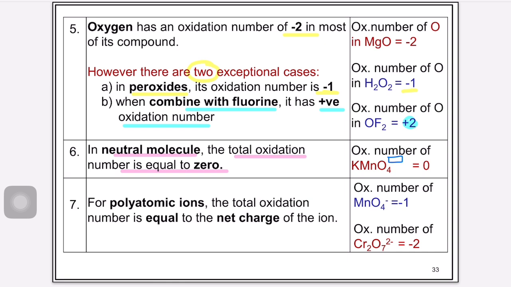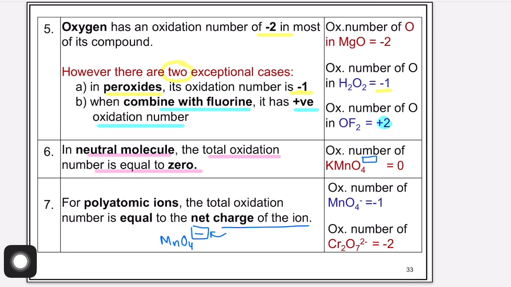And finally, for a polyatomic ion, let me rewrite that. It is MnO4-, and you can see at the top right hand there is a -1 charge. Therefore, the total charge for this polyatomic ion equals the number that you see in the top right hand corner.